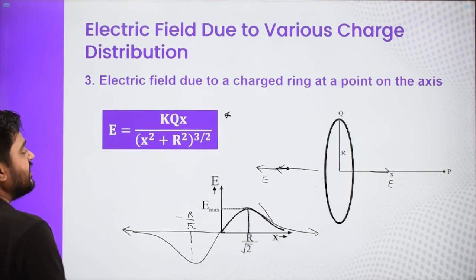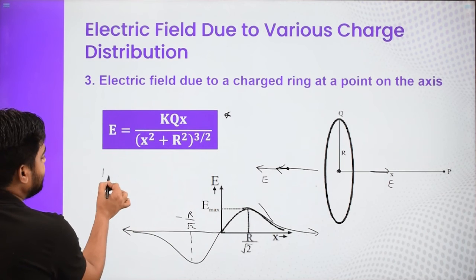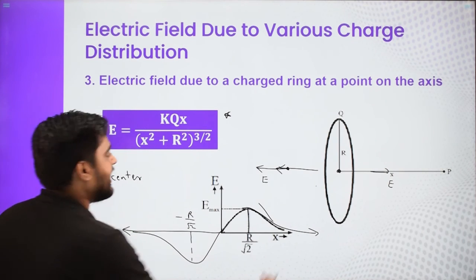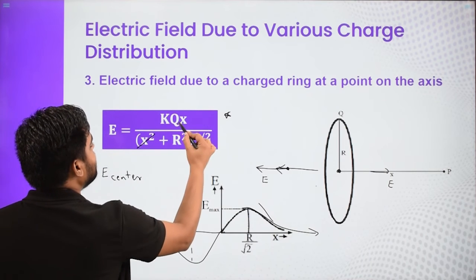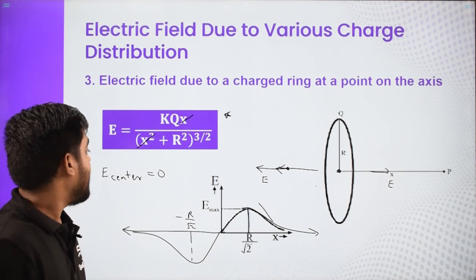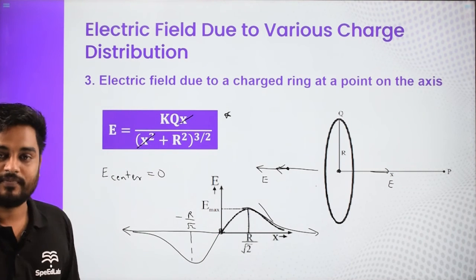And what if x is 0? What is the field at the center? For that we can simply put x to be 0, and that is 0 and this is 0, so eventually that gives us 0. So the electric field at the center of the ring is nothing but 0, so this graph is passing through 0 also.